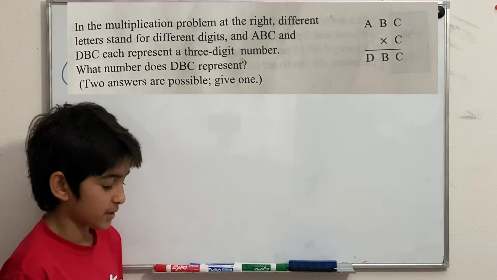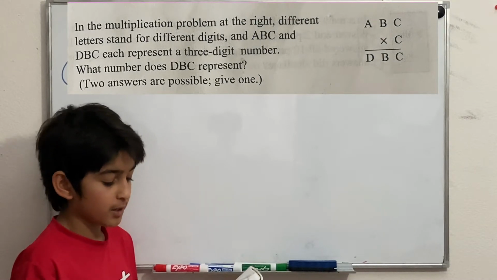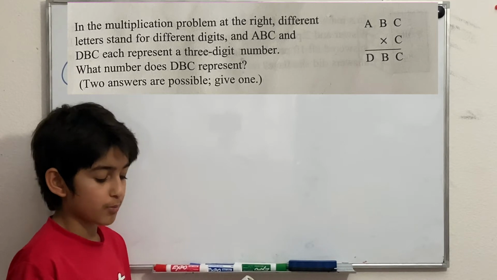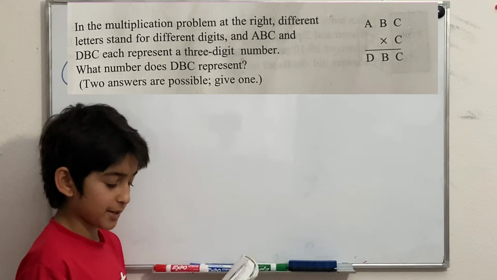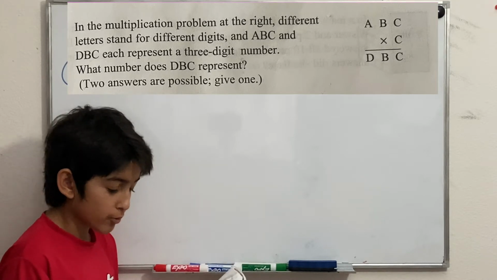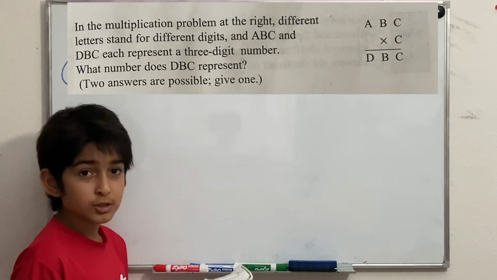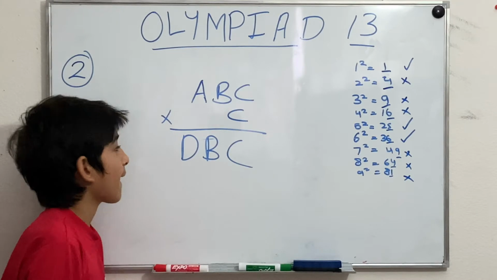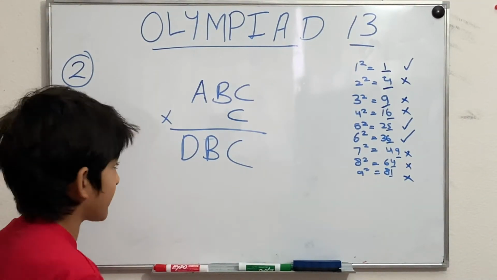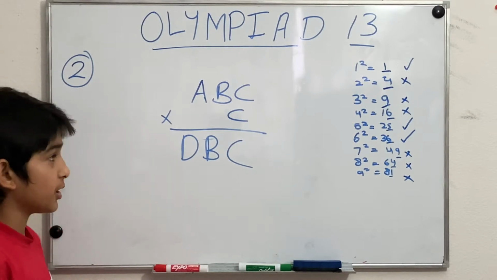The second problem says, in the multiplication problem to the right, different letters stand for different digits, and ABC and DBC each represent a 3-digit number. What number does DBC represent? Two answers are possible, give one. So first, let's just write the equation: ABC multiplied by C is equal to DBC, which was the multiplication problem at the right.